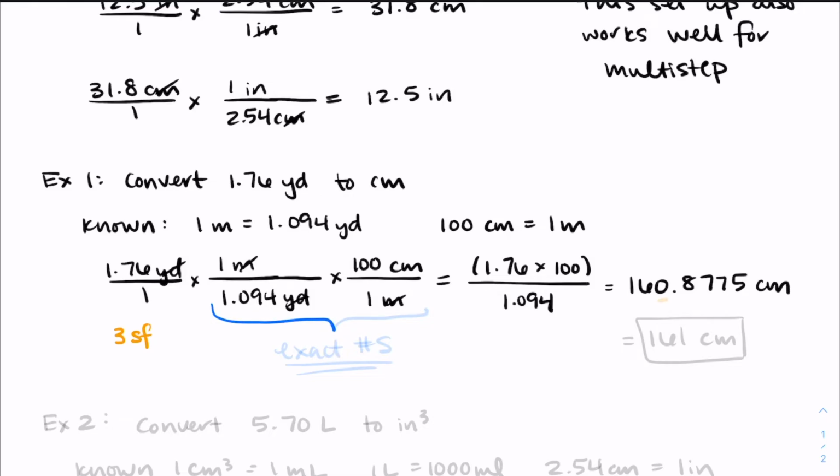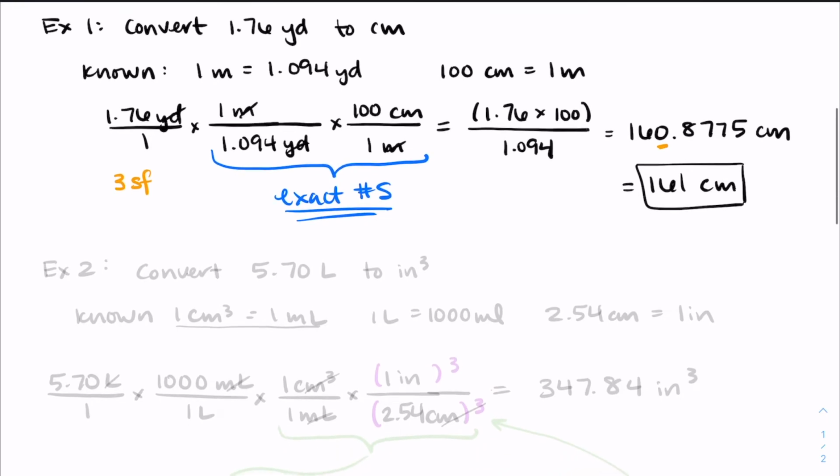160.8775 centimeters. Now, let's add some sig figs to it. If I were asking you to report this with the correct number of sig figs, my starting value has 3 significant figures. My conversion factors are exact numbers, so I don't have to worry about any of them, which means that my answer should have 3 significant figures. So I would report this as 161 centimeters.